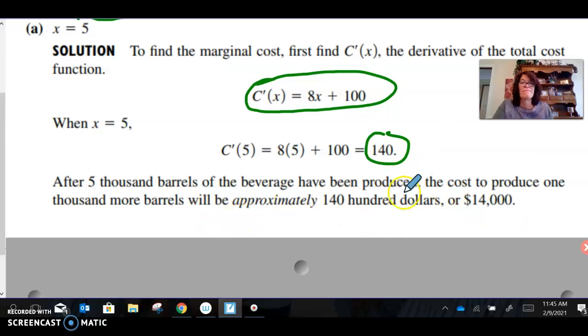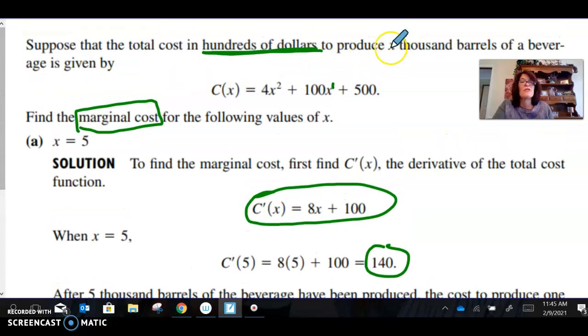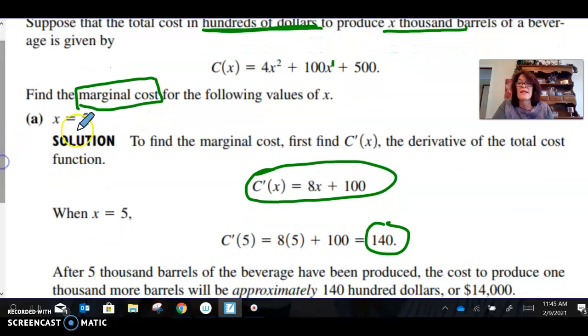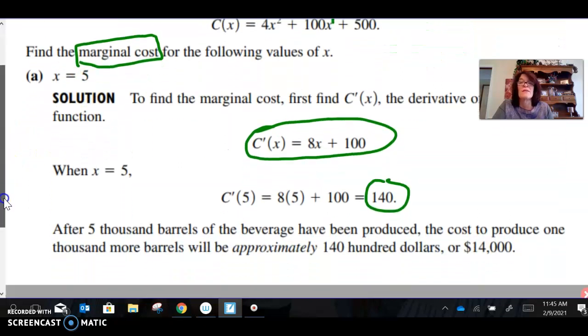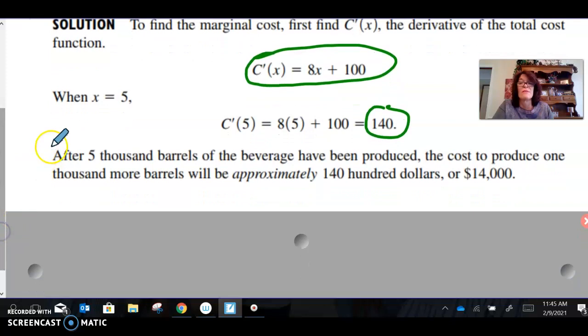14,000. Okay, and they also said in the problem to produce X thousand barrels. So if X is 2, that's 2,000 barrels. We are saying X is 5, so we're talking about 5,000 barrels. X represents 1,000 barrels. So after 5,000 barrels of a beverage have been produced, the cost to produce 1,000 more will be approximately $14,000.